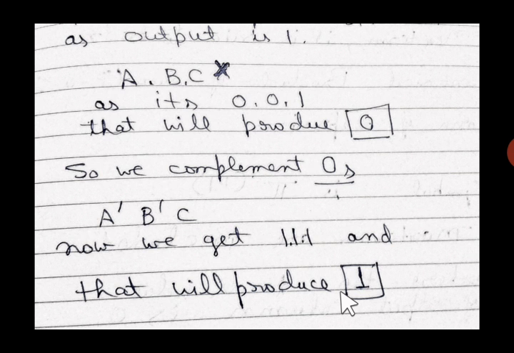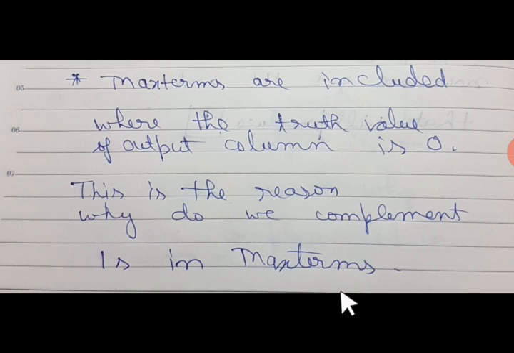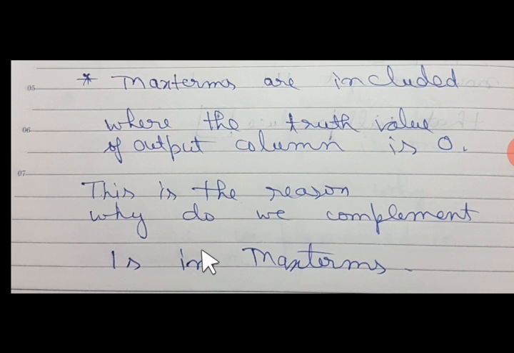Alright. After this, we are going to talk about the max term. Max terms are included where the truth value of the output column is 0. Alright, that's very, very important. Or we may say that in the truth table, max terms are written for those rows where the output is 0 in the truth value column of the output. Alright. This is the reason why we complement once in the max term.